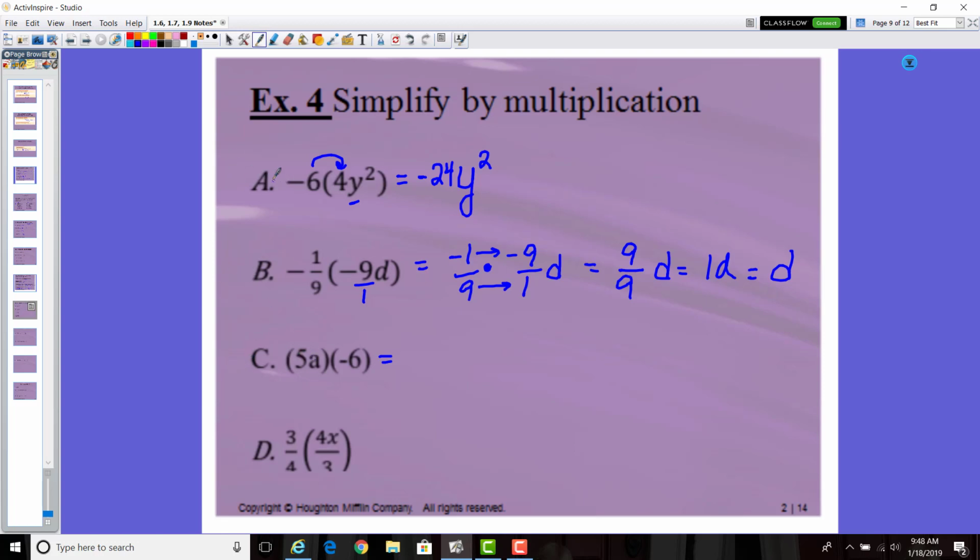5 is, or C is just like A. We have an A term here multiplied by a number, so an A will be in our term product. 5 times negative 6 is negative 30.